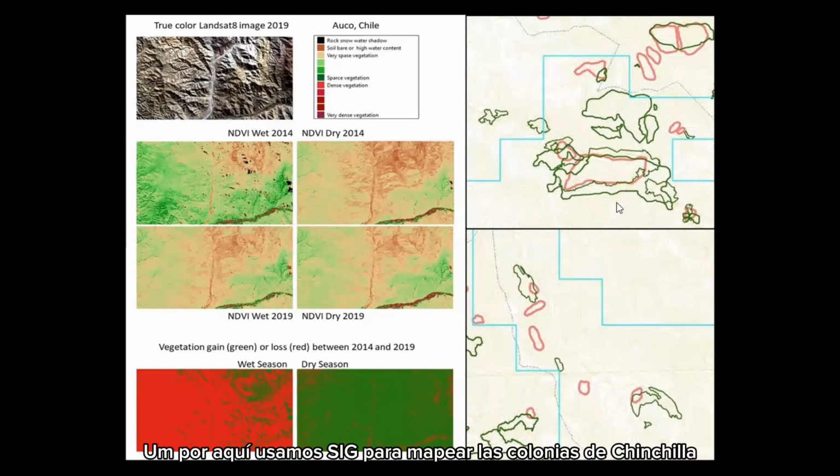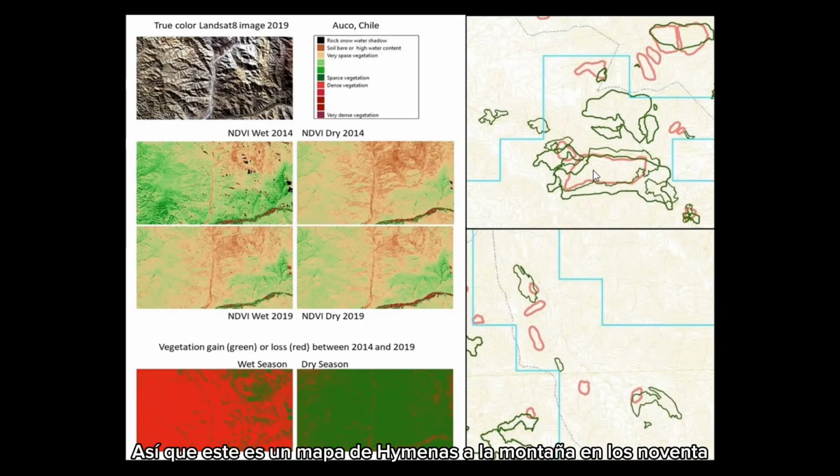Over here, we use GIS to map the chinchilla colonies. We compare it to prior maps. So this is where Jimenez mapped them out in the 90s. This was a couple decades later. And what we see is that in red is where the chinchilla colony was. Now it's in green here.